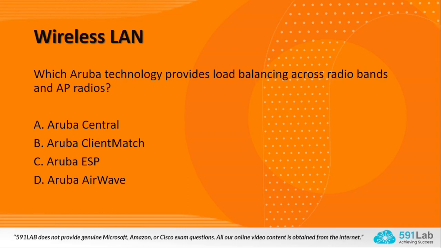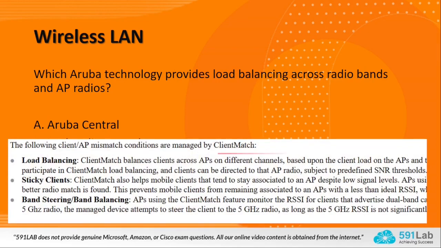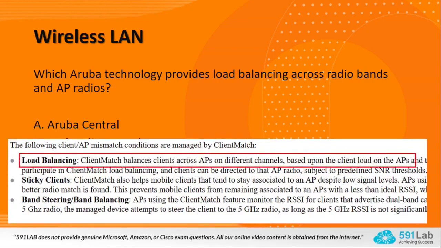Option B, Aruba Client Match. Yes, it provides load balancing, and actually load balancing across APs on different channels. Client Match uses information such as AP load, client capability, and signal strength to provide load balancing and steer the clients to the best possible AP in order to provide better throughput. Actually, Client Match is Aruba's patented feature. It's a patent. They obtained patents a long time ago.